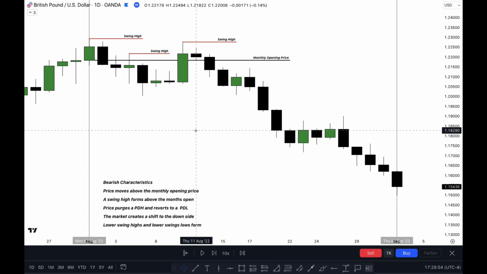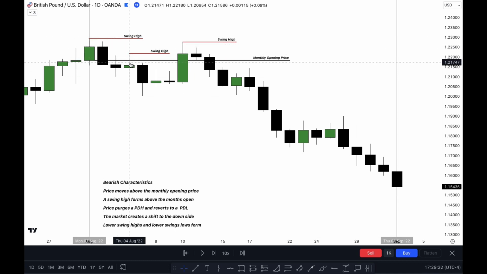Do we have this here? Yes, and it's inside of these swing high formations. This candle here is running up and taking out the previous daily high, so it's purging the buy side above this high right there. And then the next candle is reverting back down to the sell side, taking out the previous daily low there. That's all happening in that 3-bar formation, this swing high formation.